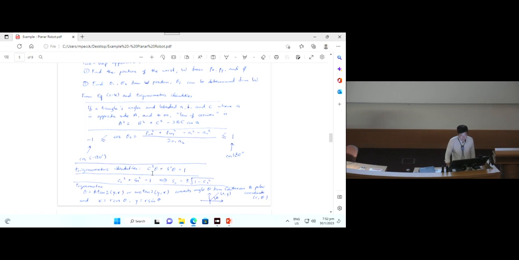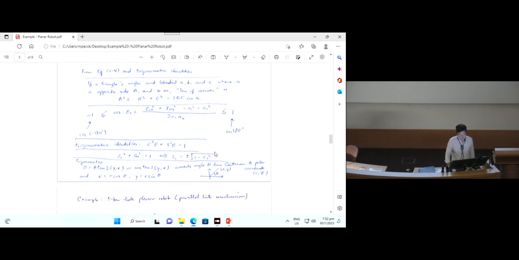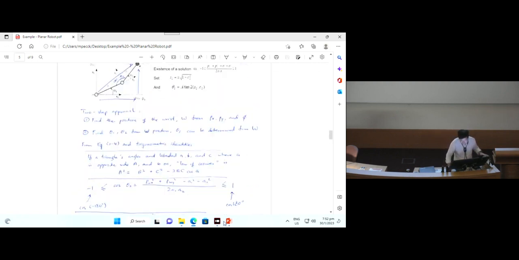So this is cosine squared theta plus sine squared theta is equal to 1. This is a trigonometry identity. Arctangent 2, or arctangent 2 of x, y, is basically converting the angle from Cartesian to polar coordinates. So your x is equal to r cosine theta, y is equal to r sine theta. Okay?